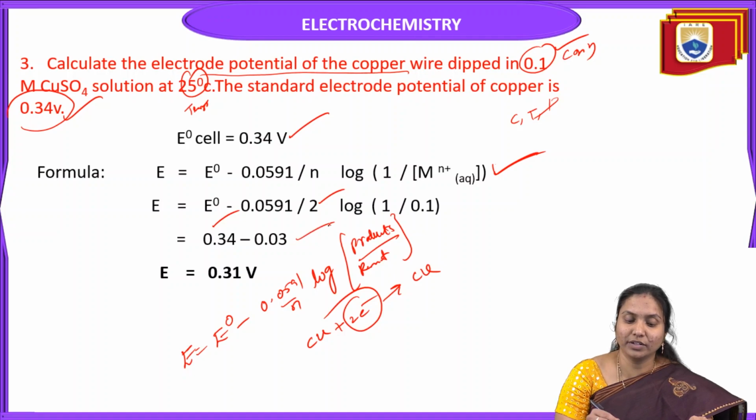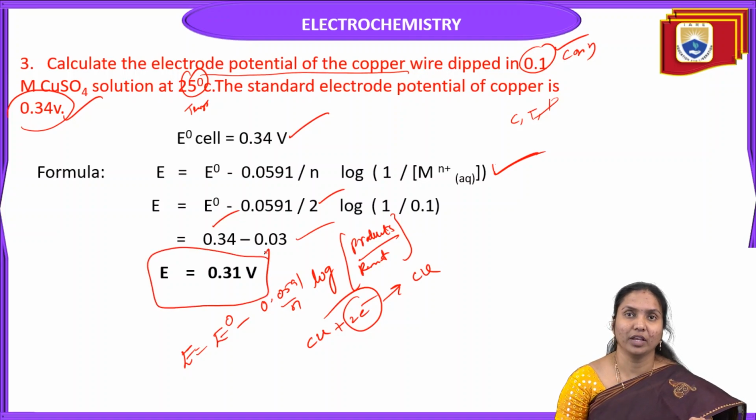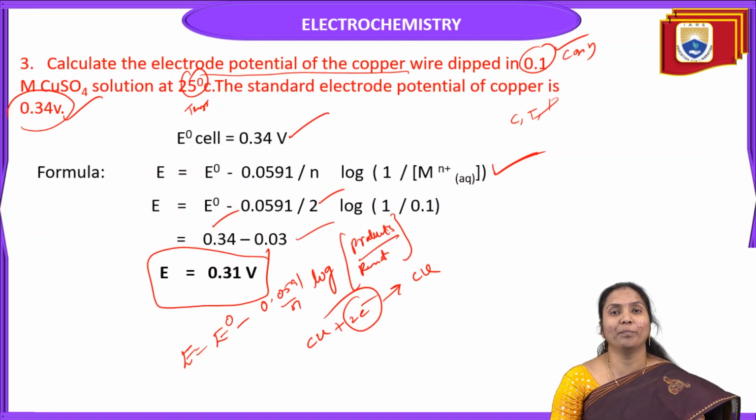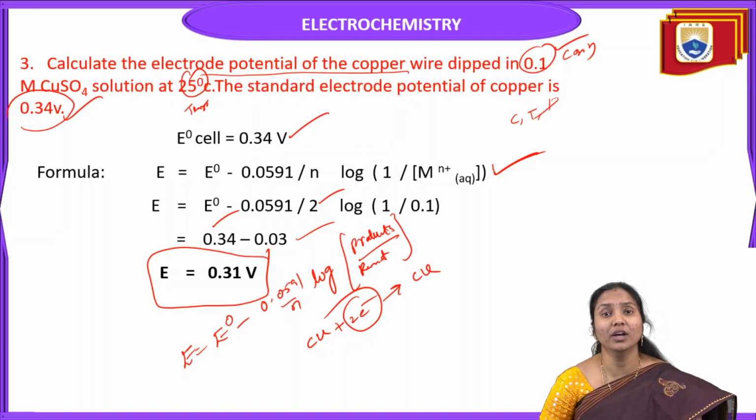So next, after calculation we will get 0.34 minus 0.03. So it's equal to 0.31 volts. So the electrode potential of copper wire is 0.31 volts. So in this way you can calculate the electrode potential of a given electrode by using the Nernst equation.